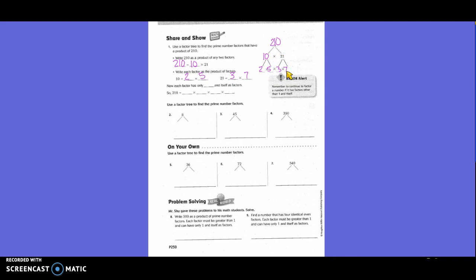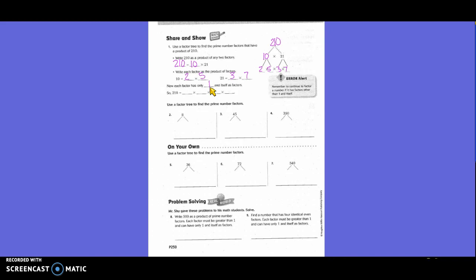So now each factor has only one in itself as a factor. Basically, they're saying 2 can't be broken down anymore, 5 can't be broken down anymore, 3 can't be broken down anymore, and 7 can't be broken down anymore.